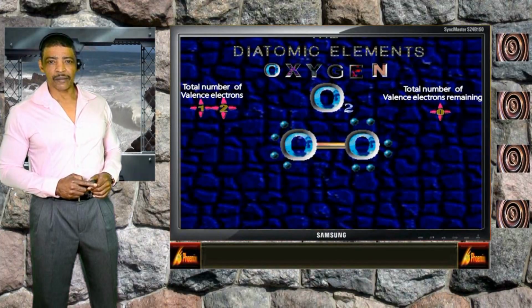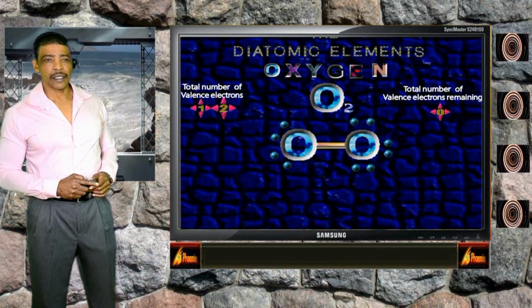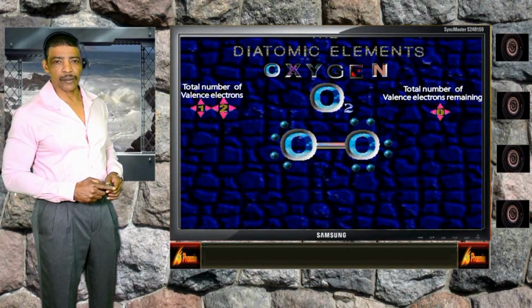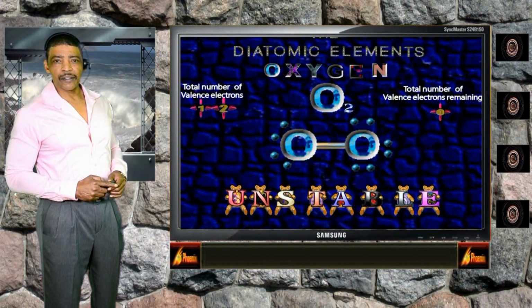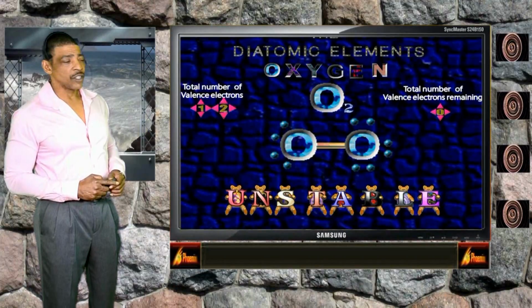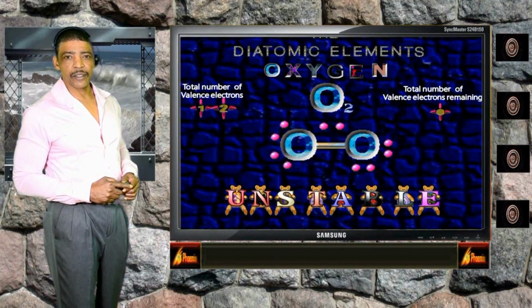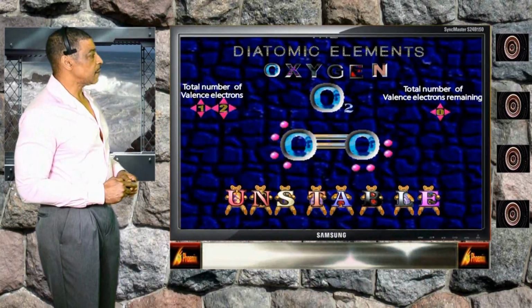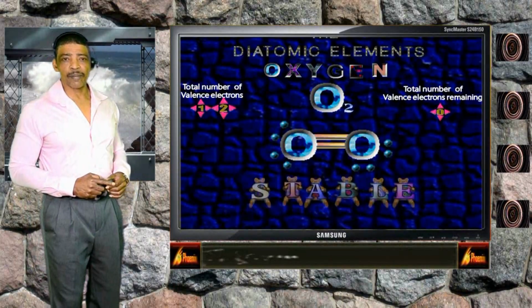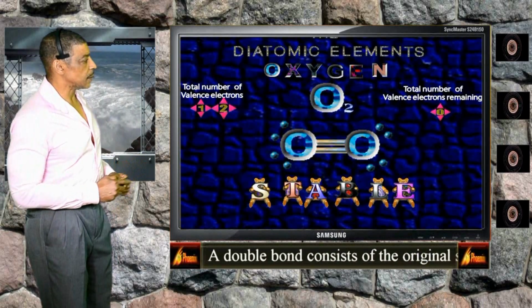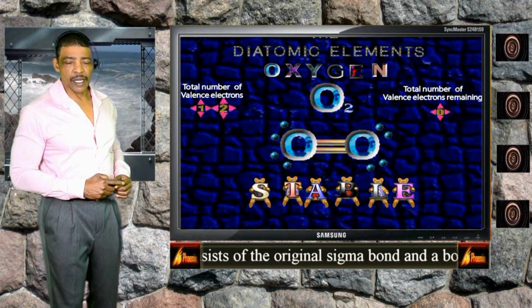Since the atom on the left does not yet possess an octet of electrons, the molecule is unstable. To stabilize the molecule, simply share 2 electrons from the atom on the right. This creates what is called a double bond, and after adjusting for the geometry, we have now created a stable molecule.